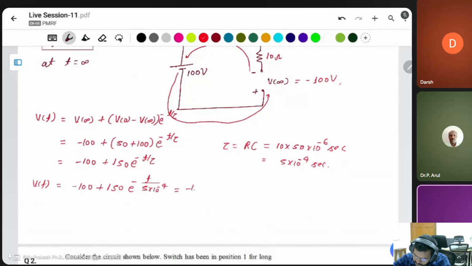This will be 2000 t, because of 1 by 5 into 10 to the power of minus 4. This will be 10,000 divided by 5, which is equal to 2000.